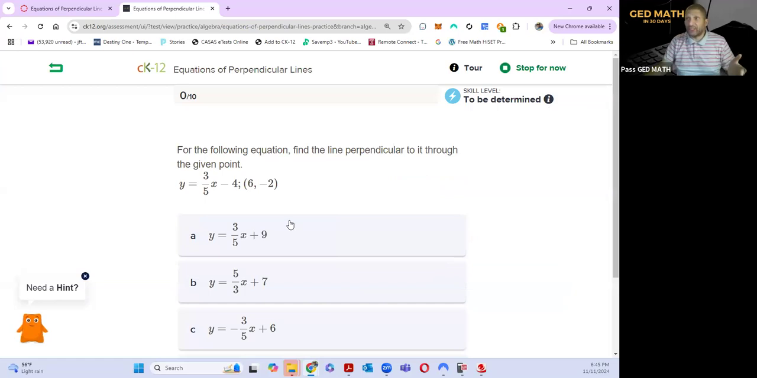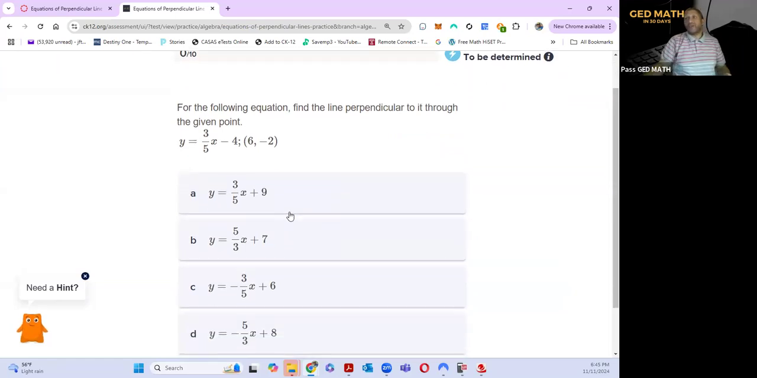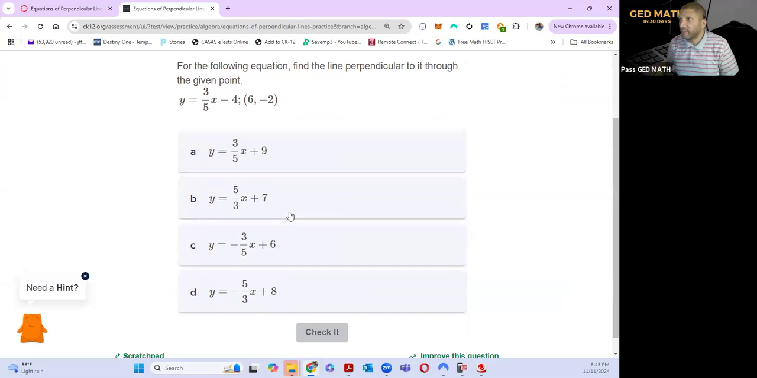So on a question like this, for the following equation, find a line perpendicular to it through the given point. Does anybody know how to do this problem? Does anybody know even how to start this problem? Does anybody know? Okay.